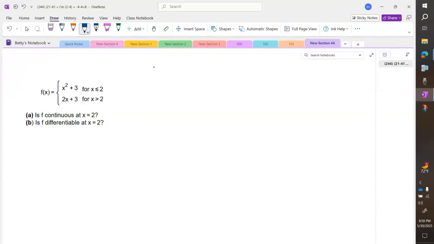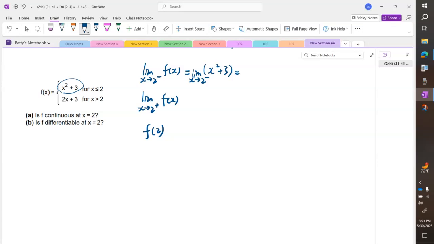I mentioned earlier, in order for the function f to be continuous at 2, those three things, the left-hand limit at 2, the right-hand limit at 2, and the value of the function at 2, all have to exist and equal each other. So the left-hand limit, when x approaches 2 from the left. Since x is less than 2, we use the first piece, x squared plus 3. When x approaches 2, x squared approaches 4. 4 plus 3 is 7.